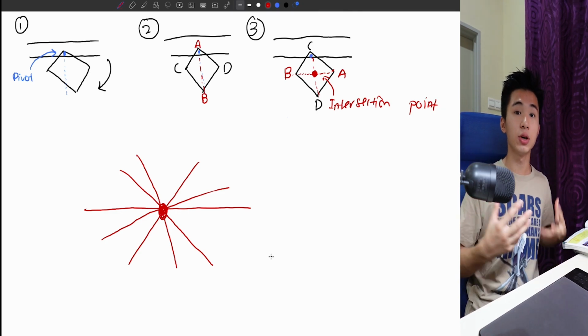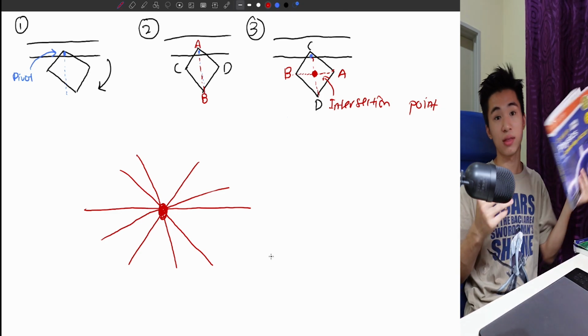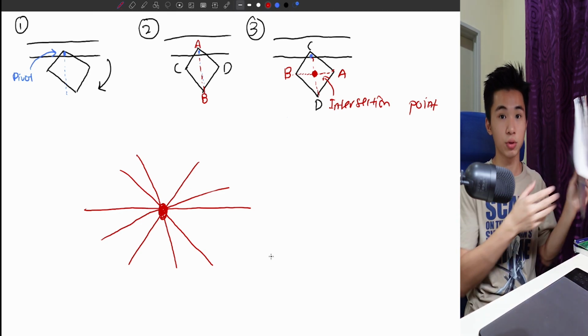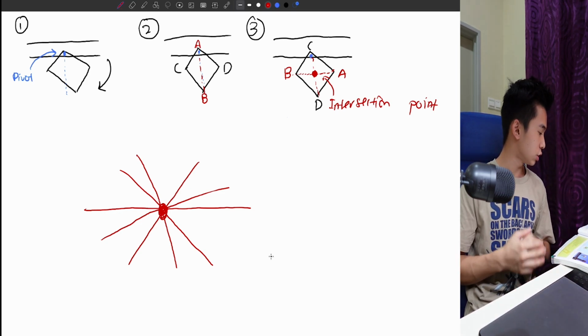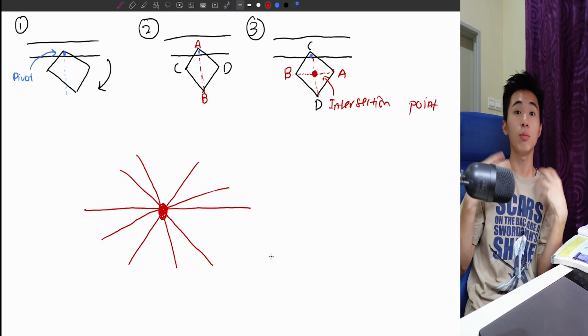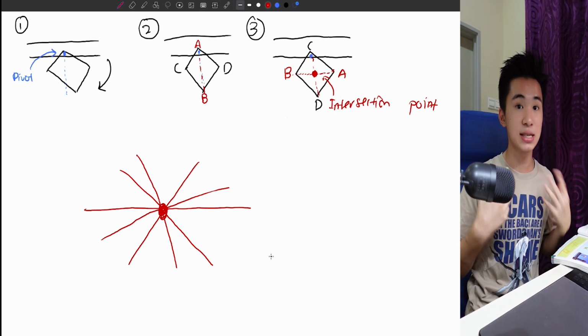So that's it for this video. If you have this physics course book that I showed just now, because most students will have this physics course book, just go to your page 60 and you will find this diagram. And I hope you have understood what I explained just now.